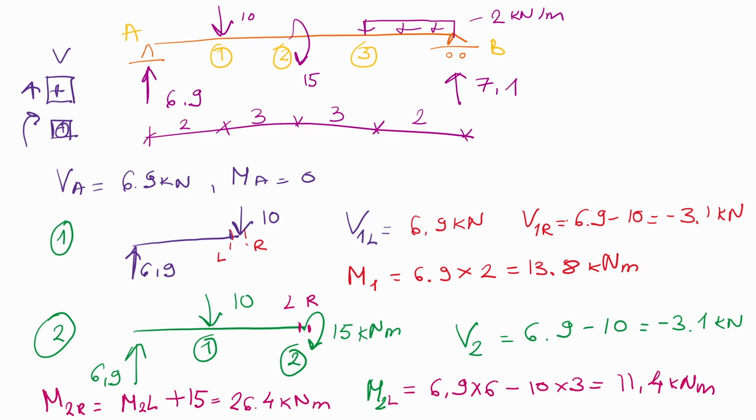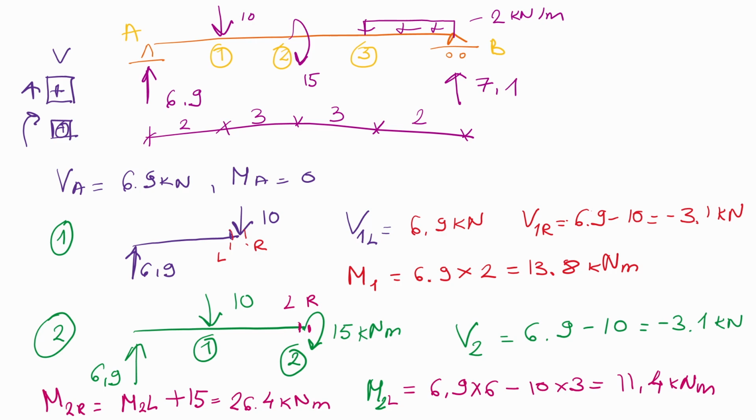Then we are going to the next point, which is point 2. So we have reaction at support A, 6.9. Point force at point 1 is 10. Then we have point 2 subjected to a moment of 15 kilonewton meter. Now you have to determine your shear at point 2. What we see is 6.9 from the A minus point force of 10, which is again minus 3.1 kilonewton.